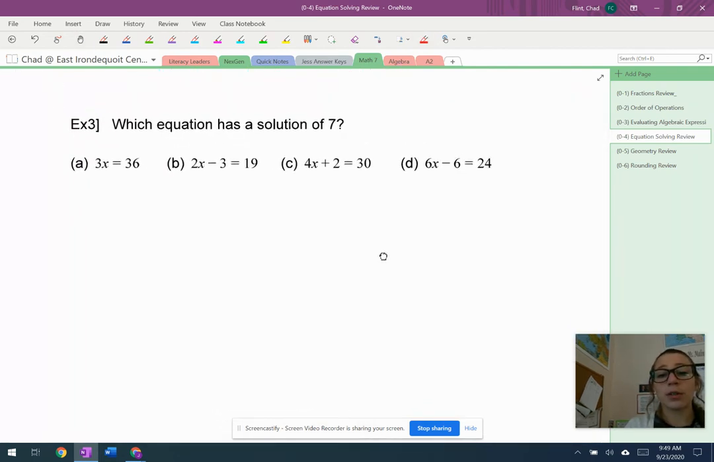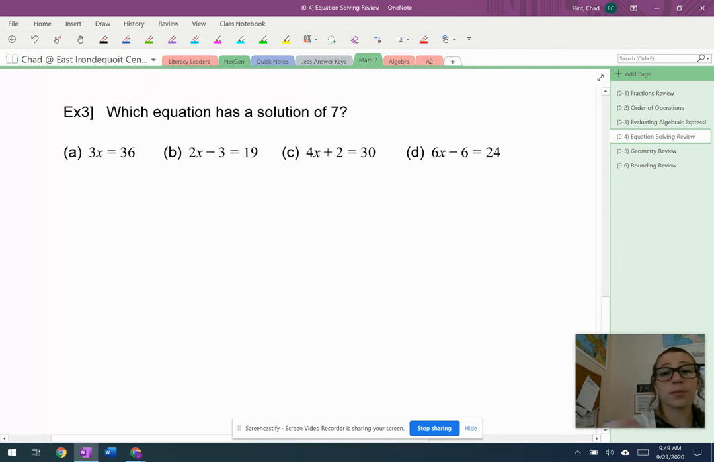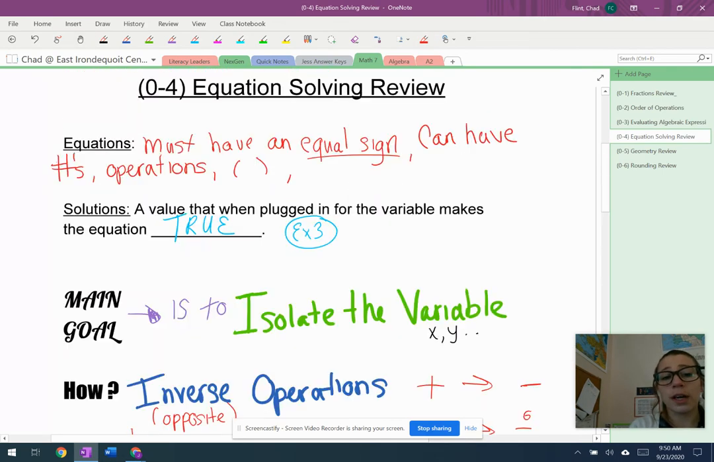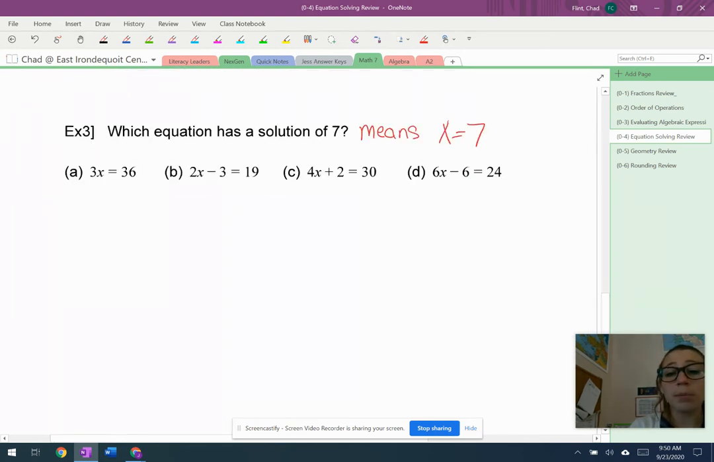Example 3. So this is similar to one of the homework problems I asked you to do. Which equation has a solution of 7? So some of these equations have a couple steps involved that we haven't actually gone over yet. But if each has a solution of 7, that means that they're saying x is equal to 7. So going back to that definition, a solution is a value that when plugged in for the variable makes the equation true. So if I plug in 7 for x, it should give me a true statement for the one that it's a solution for.